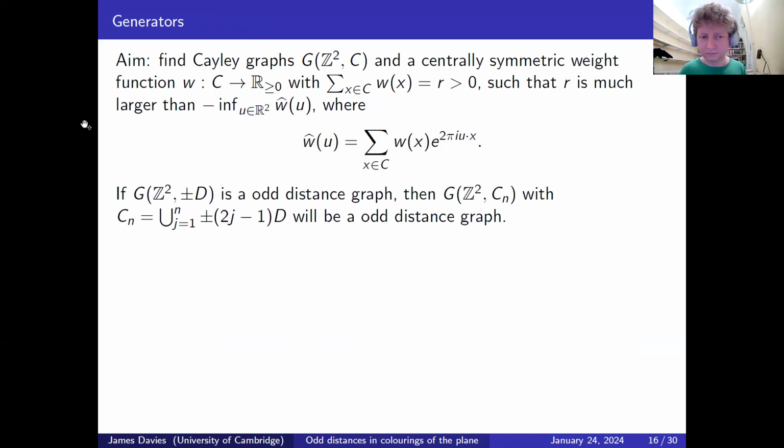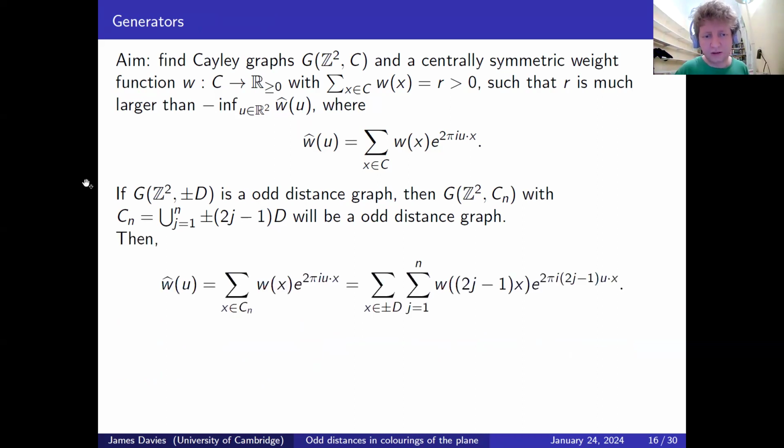Okay. And then again, going back a little bit, we want our Cayley graph to be of a form where we've got some primitive set of generators and odd multiples. And it'll be convenient just to take the odd multiples up to n. If we're just taking these first n odd multiples, this allows us to split up the summation in our strange w hat function nicely.